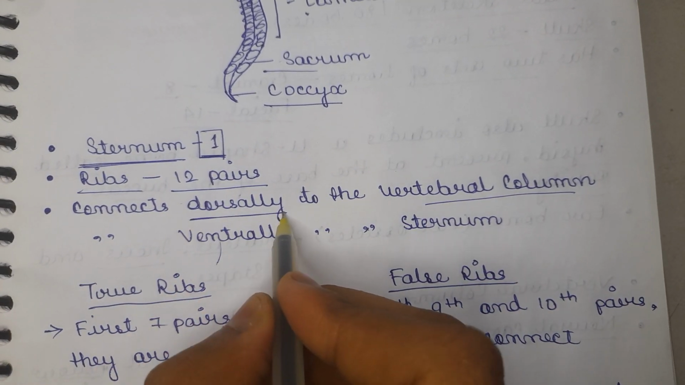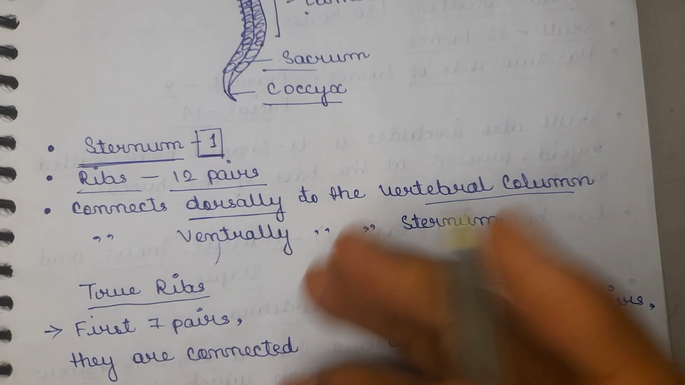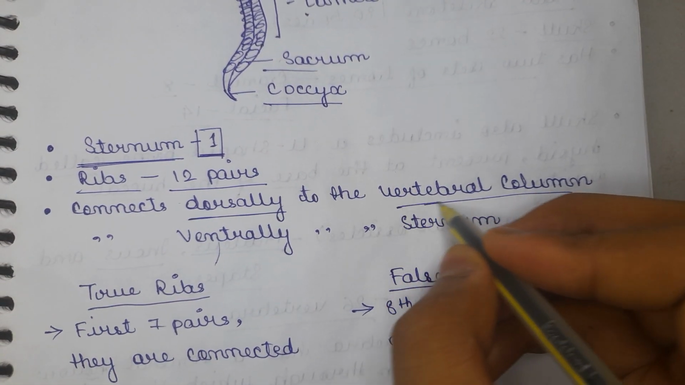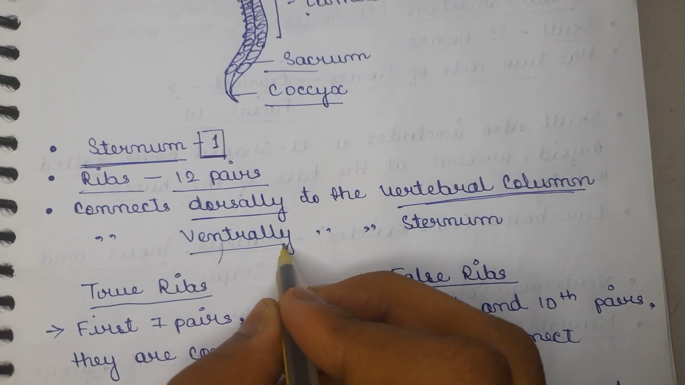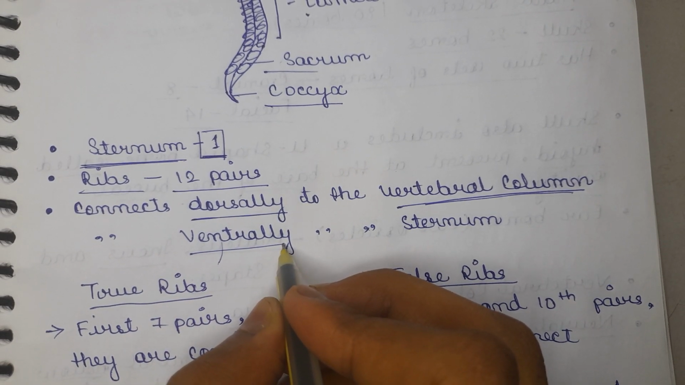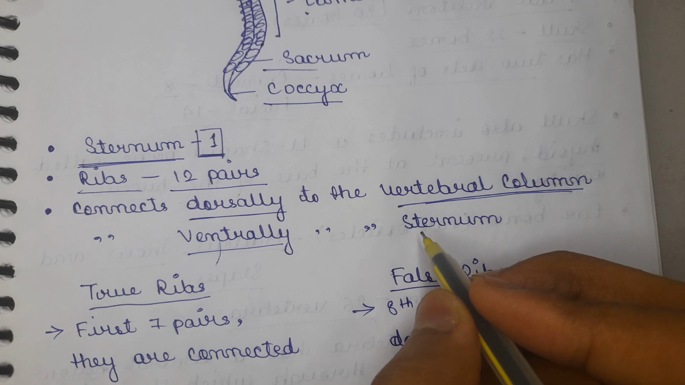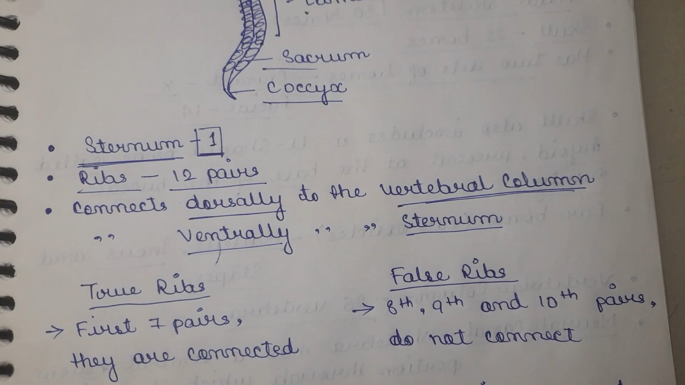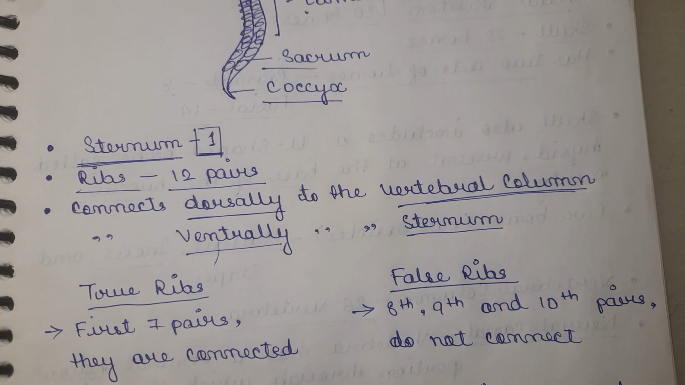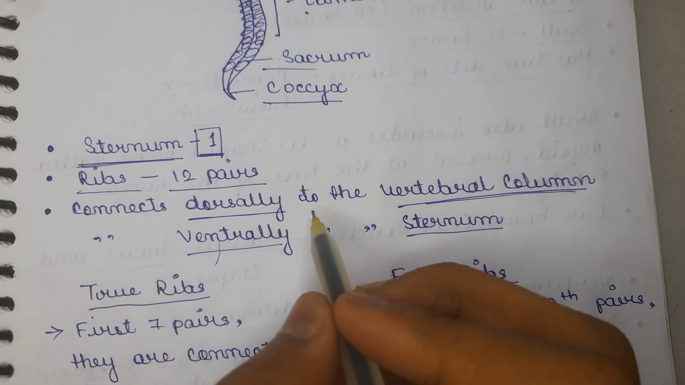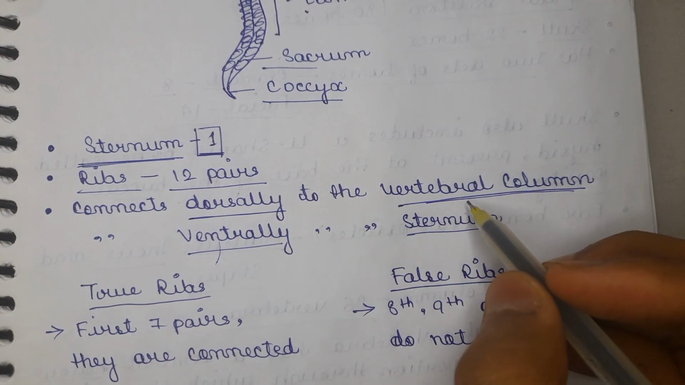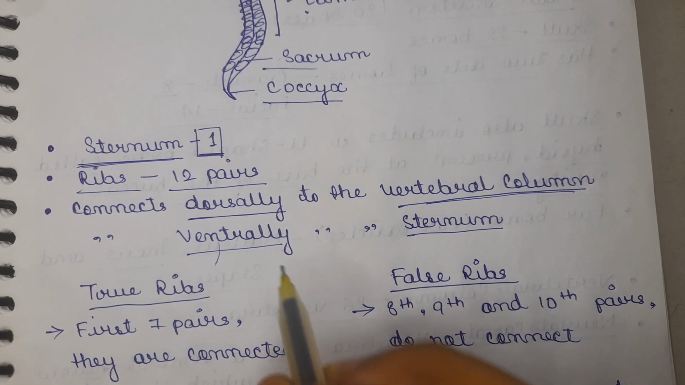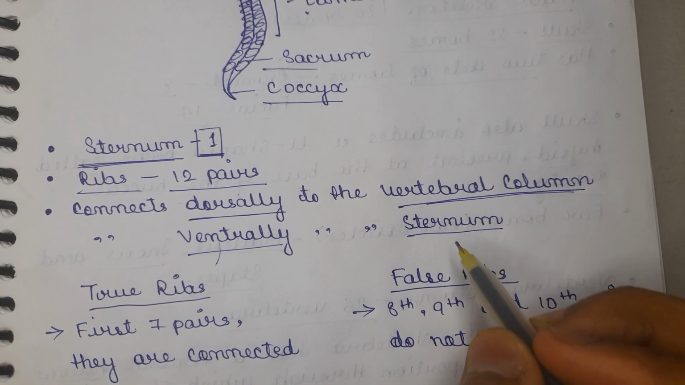Dorsally means from the backward side. From the back of the rib cage the ribs are connected to the vertebral column, and ventrally, that means from the front side of the body, the ribs are connected to the sternum. So the ribs are connected dorsally to the vertebral column, and ventrally to the sternum.